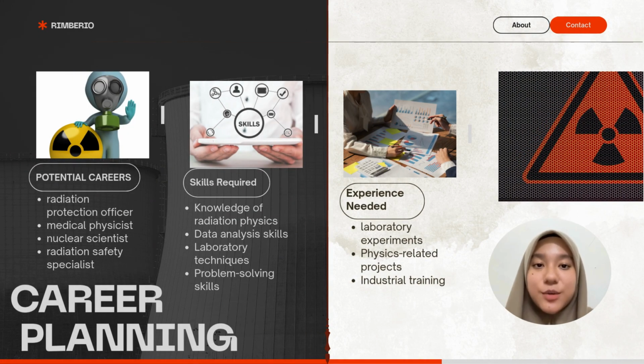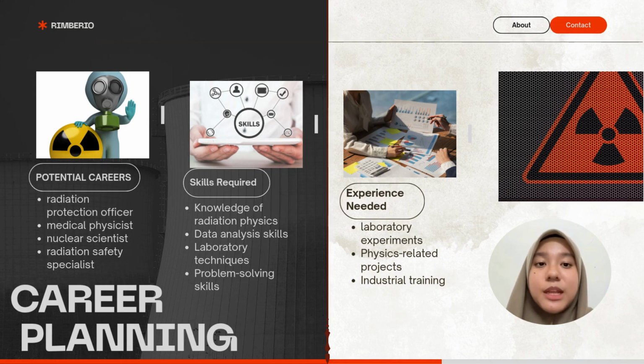Next, I will explain about the career opportunities that are related to GM counter technology and the importance of continuous development. As we know, the Geiger-Müller counter, which is the GM counter, is widely used to detect and measure radiation. Because of this, it creates various career opportunities in fields such as healthcare, research, industry, and nuclear technology.